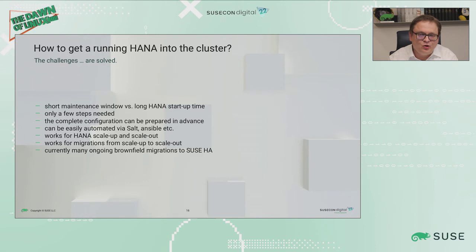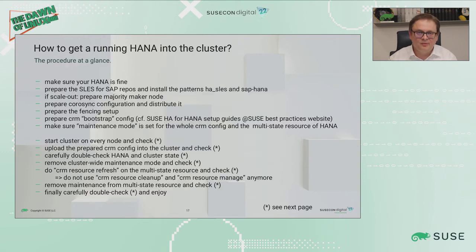I've already mentioned that this works for HANA scale up and scale out, and that you can even convert a scale up to a scale out system. What has to be done? Of course, you need to make sure that your HANA is fine, that the HANA system replication is fine. Of course, you need to prepare your SUSE operating system with the necessary repositories, and of course you have to install all the packages and patterns necessary for running a SUSE HA cluster.